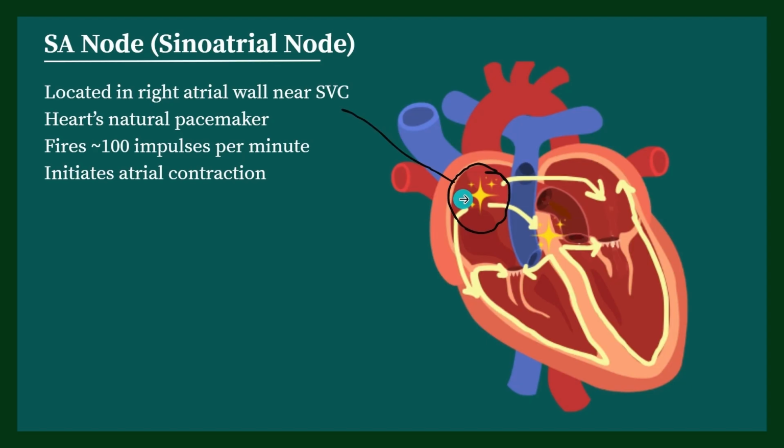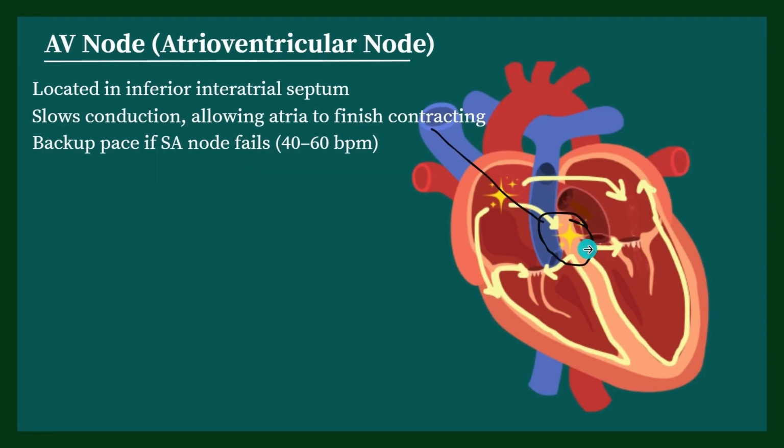So it fires 100 pulses per minute, and it initiates that atrial contraction. That means the atrium, the right atrium, contracts first. Then the atrioventricular node, which is the second spark. First spark triggers the second spark. It says, oh, hang on a second. Don't let everything else beat yet, because we don't want everything to beat at the same time.